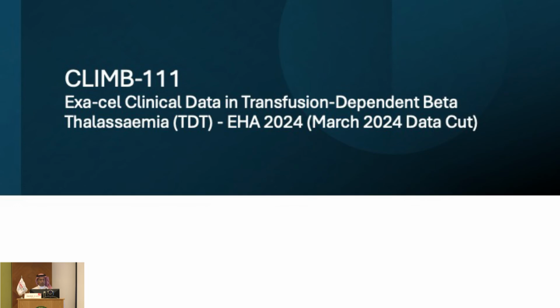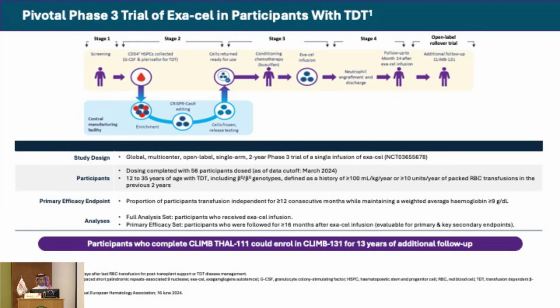Now, what about the beta thalassemia? For beta thalassemia, again, the technique is the same. There were 56 patients infused. All of them were beta 0, or almost all of them were beta 0. And the primary efficacy endpoint is to achieve 12 months of transfusion-independent period.